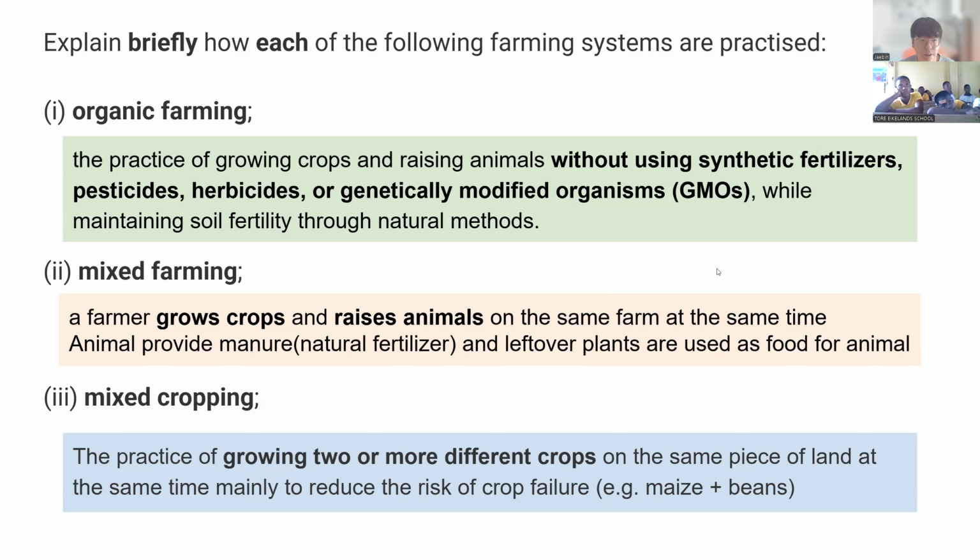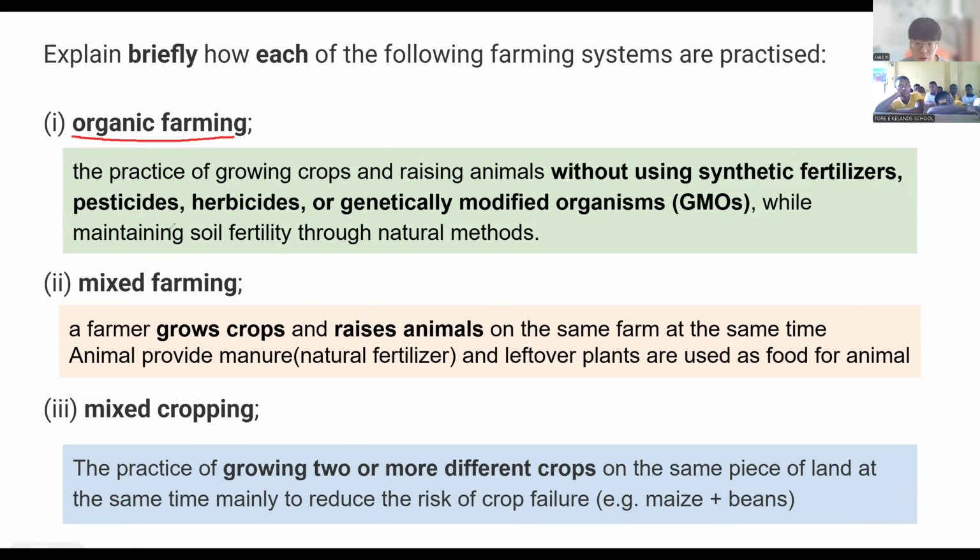Okay, so let's look at this slide. Explain briefly how each of the following farming systems are practiced. We've talked about organic farming, mixed farming, and mixed cropping. So let's find out what these are. What is organic farming?